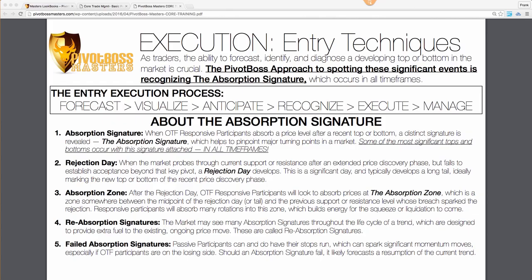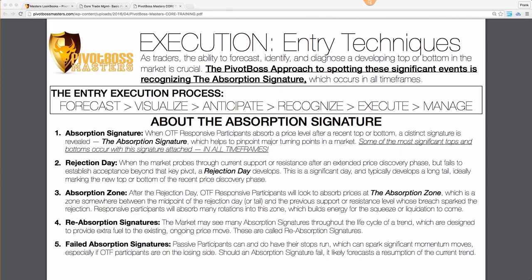This absorption signature reveals itself in all time frames, but it all starts with a rejection day. When the market probes through current support or resistance after an extended price discovery phase, but fails to establish acceptance beyond that key pivot, a rejection day develops. This is a significant day in the market and typically develops a long tail event. During this long tail, ideally you'll see some sort of absorption signature that comes as a result of this type of rejection day.